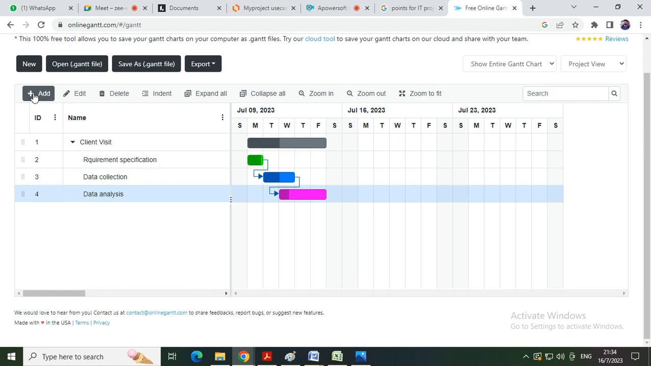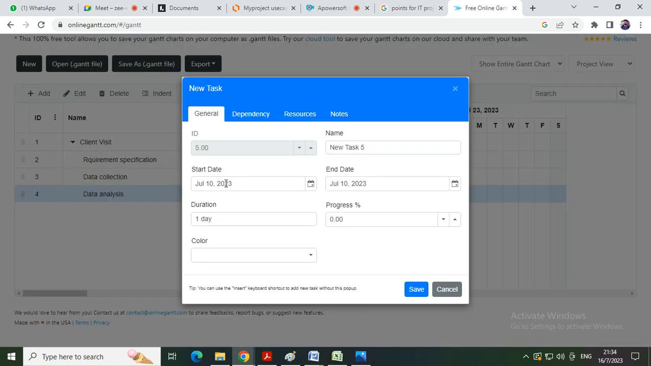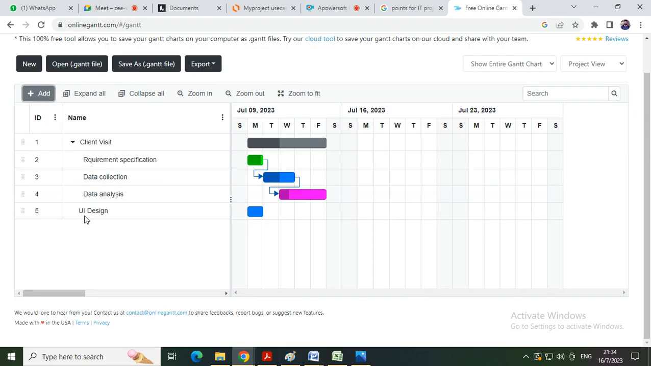Now see, if you want to add more tasks, click here. See, this is the add button. New task. What will be the task? Maybe the design part. UI design. Okay. So just save it. Say UI design. Now this UI design is not under client visit. UI design is a separate part.